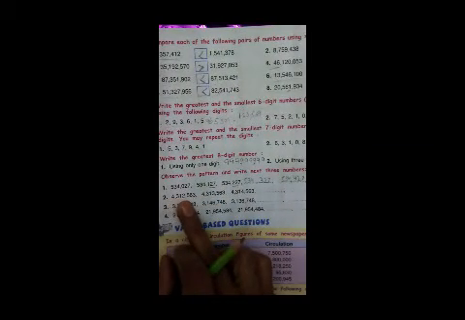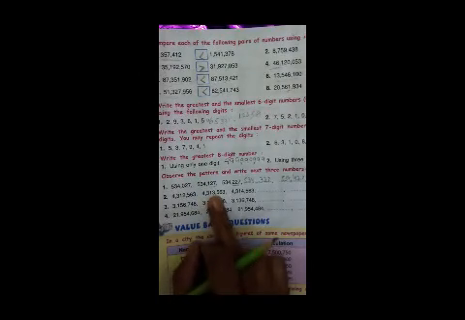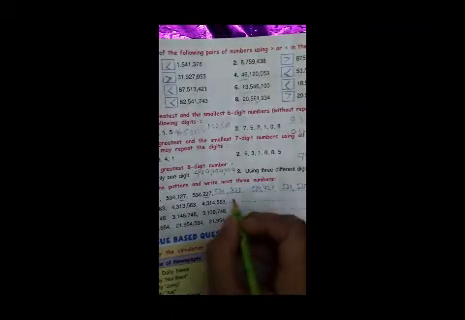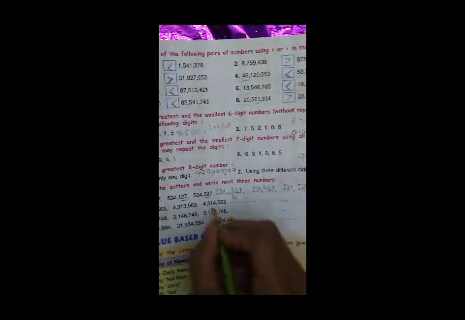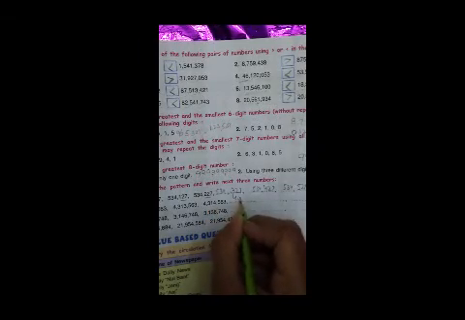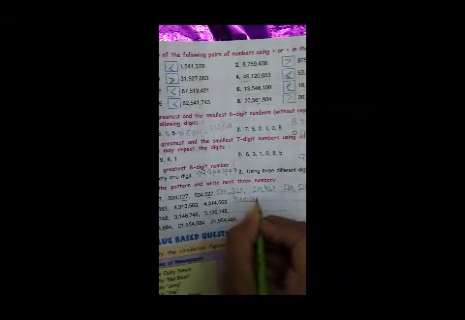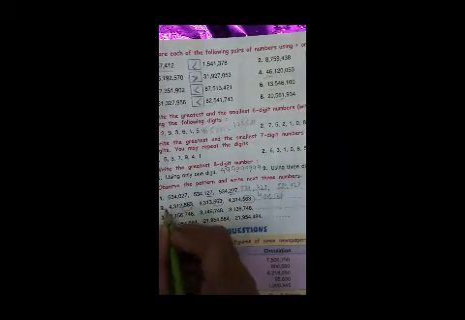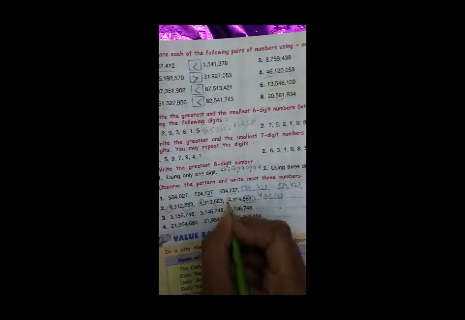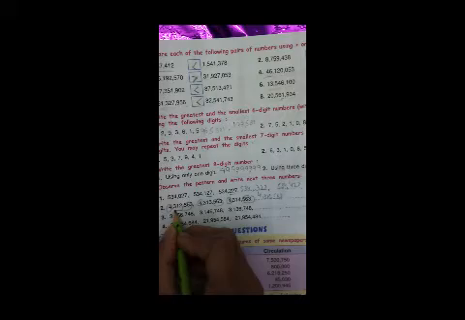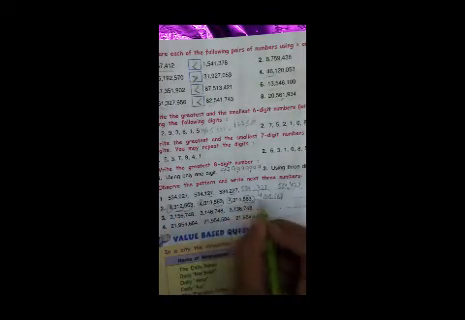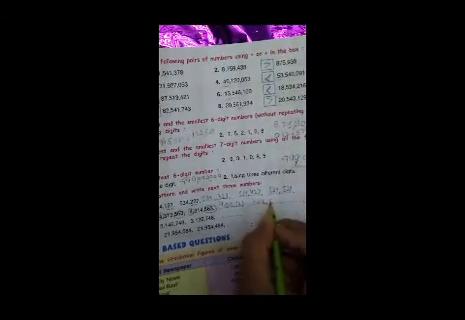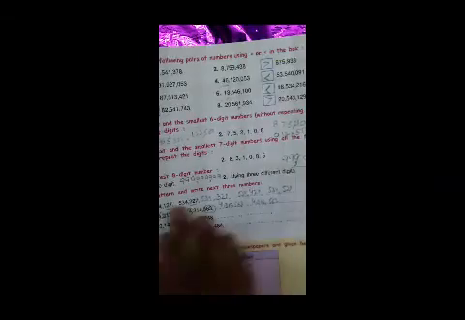4,312,000, 4,313,000, 4,314,000. After that 315. These numbers are constantly repeating in each digit, and 4 is also repeated here. So the difference is only 312, 13, 14, then 315, 16, and 17.